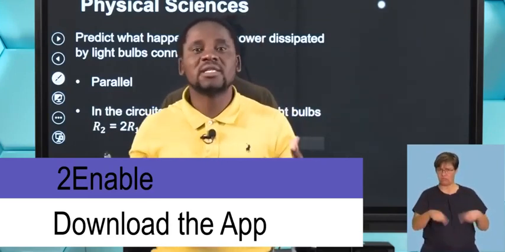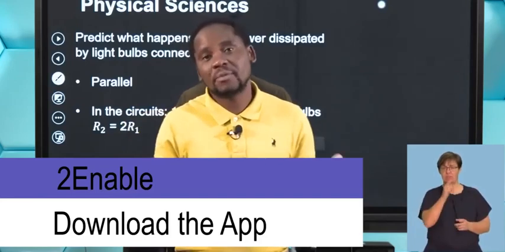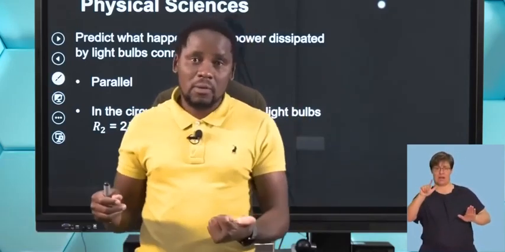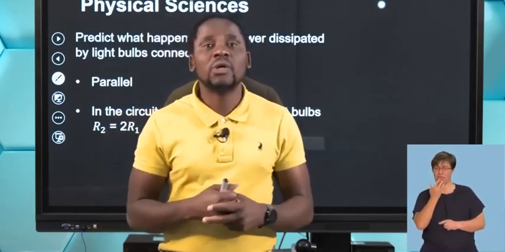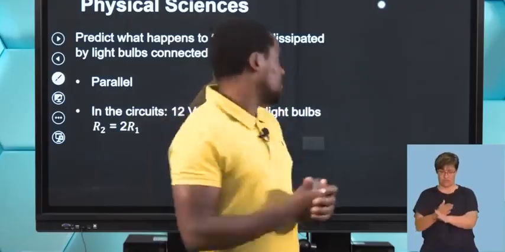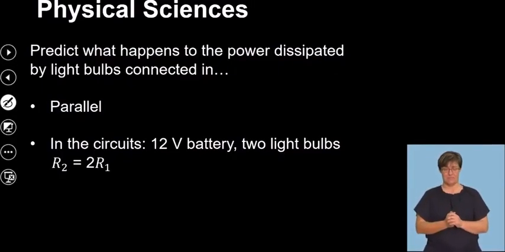Now let's shift our attention to a parallel circuit, but using the very same measurements for our battery and the two light bulbs, with one having double the resistance of the other. Okay, so predict what happens to power dissipated by light bulbs connected in parallel.